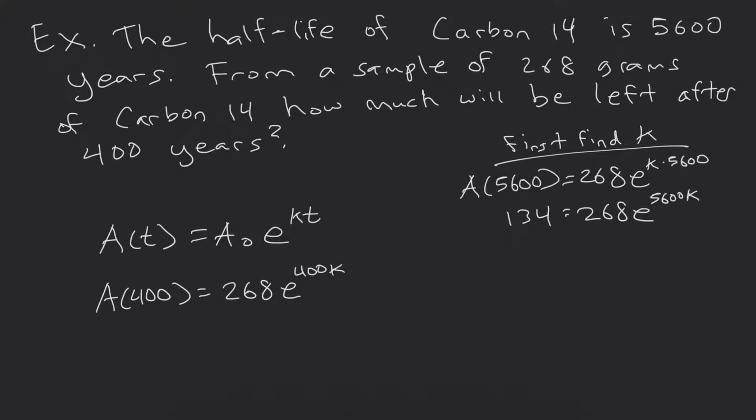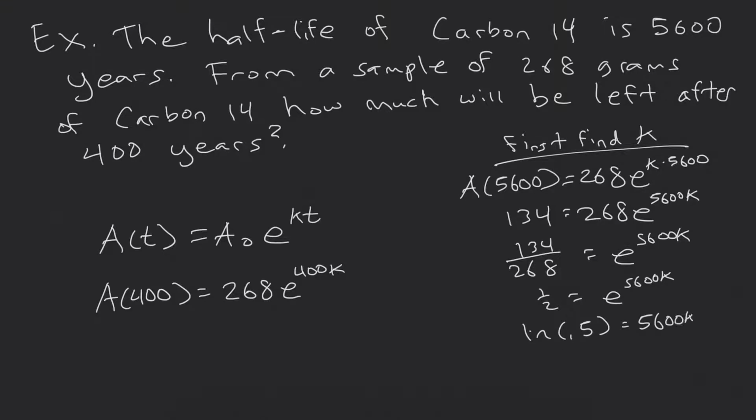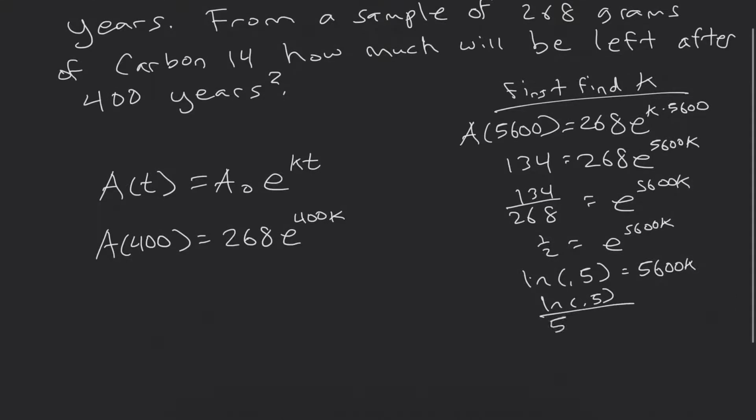And we can go ahead and divide both sides by 268. The nice thing here, whenever you have one of these half-life problems and you're trying to figure out k, well, 134 divided by 268, that's just 1/2. The fact that we were using half-life there, we have exactly half of what we started with, so that ratio should always end up being 1/2. To get rid of the e, let's take natural log of both sides. And since the e is gone now, we can go ahead and divide both sides by 5,600 to get k by itself.